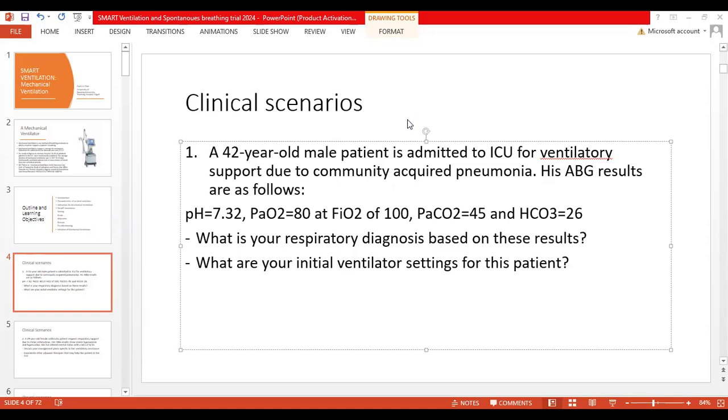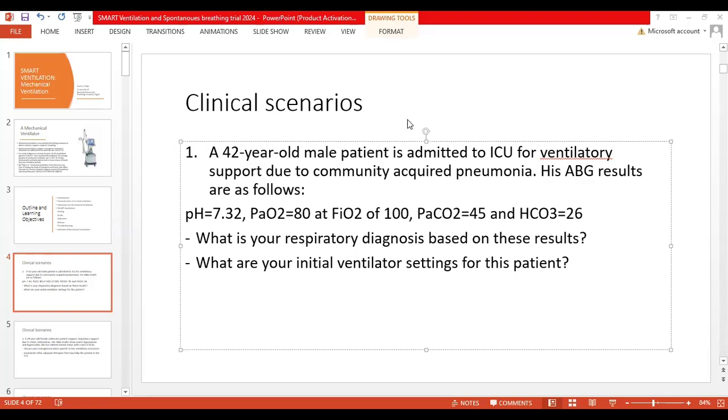We should be expecting the PaO2, you mean the partial pressure of oxygen? Yes. Go ahead. It should be higher than that. Yes. We should be expecting like 240 or so, around that, I think.